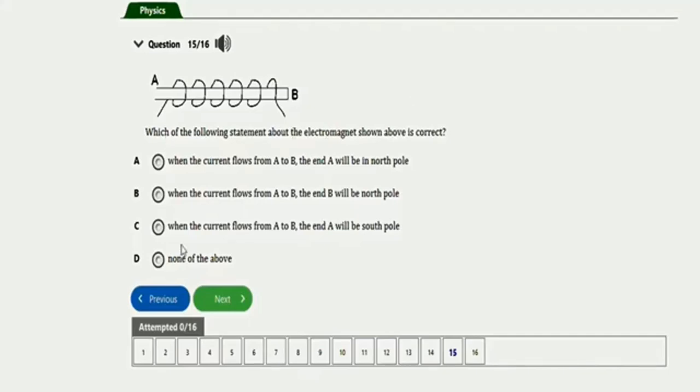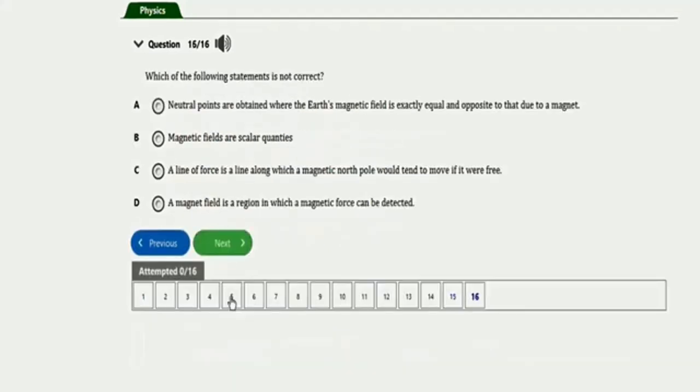Okay. Lastly, before I end this video, it will be this question. It says which of the following statements is not correct? Neutral points are obtained where the Earth's magnetic field is exactly equal and opposite to that due to a magnet. Magnetic fields are scalar quantities. A line of force is a line along which a magnetic north pole would tend to move if it were free. A magnetic field is a region in which a magnetic force can be detected.